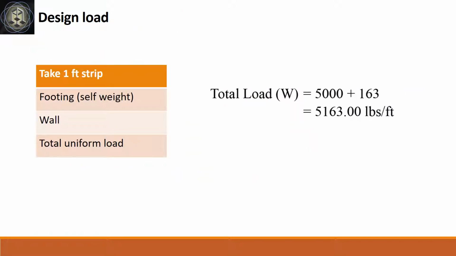The wall footing carries a load of 5,000 pounds per foot and assumes self-weight of 163 pounds per foot, for a total load of 5,163 pounds per foot.